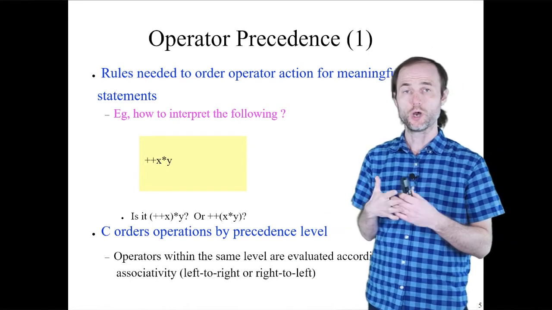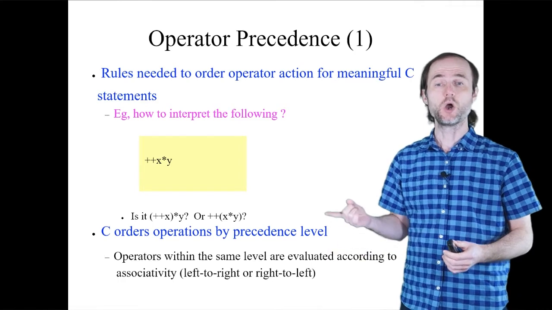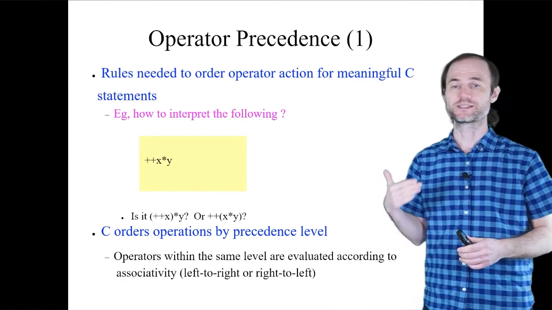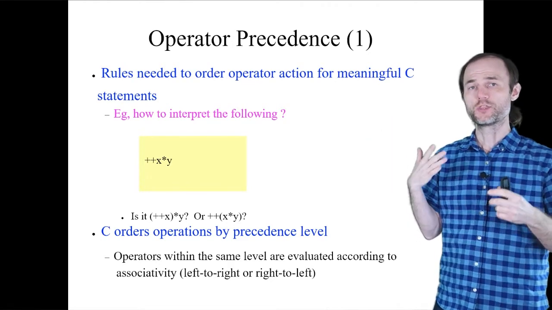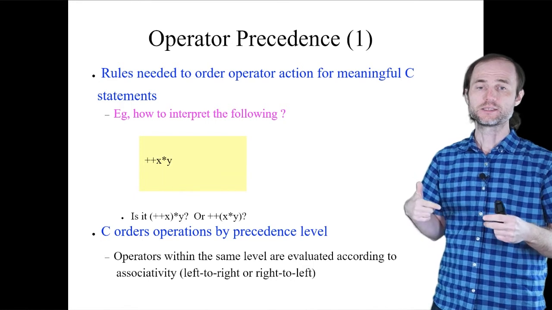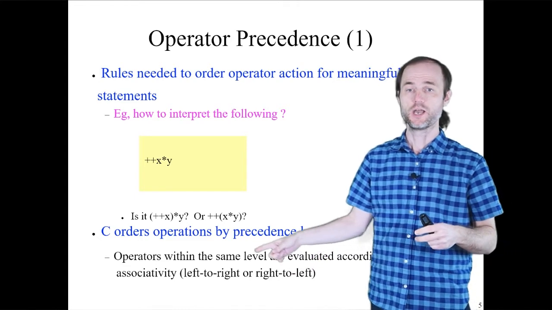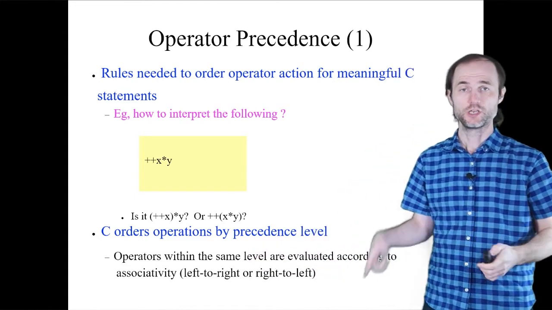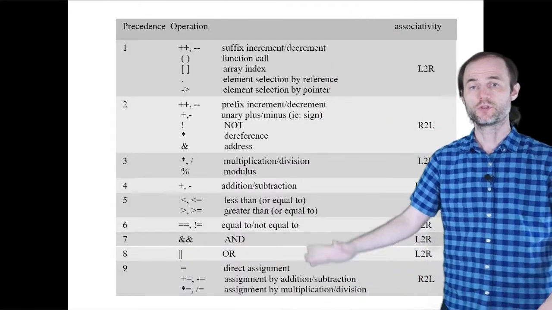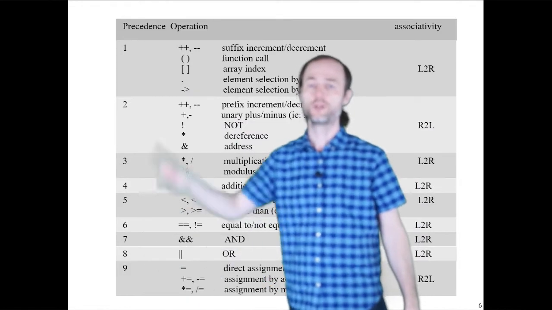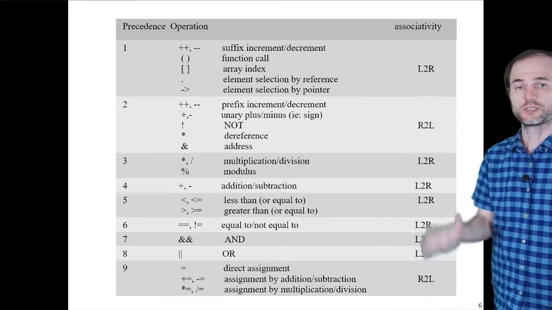So in order to create the rules that govern precedence, C orders operations by precedence level. There are a bunch of different levels, and within the same level, the operator precedence is done by the associativity, that is left to right or right to left. So let's take a look at the table that lists that. So here is a table that lists the operator precedence level, the operator itself, and the description of the operator. Here is the associativity of that operator.